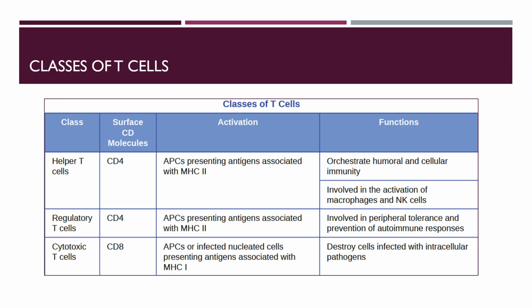Regulatory Ts, they used to be called suppressor Ts, so you might see that occasionally. These also have a cell surface molecule called a CD4. The antigen presenting cells are going to be associated with MHC2s as well. These guys have a different function. They're involved in peripheral tolerance and prevention of autoimmune responses. And basically what they do is they reduce the number of B cells, specifically plasma cells, after the battle has been won.